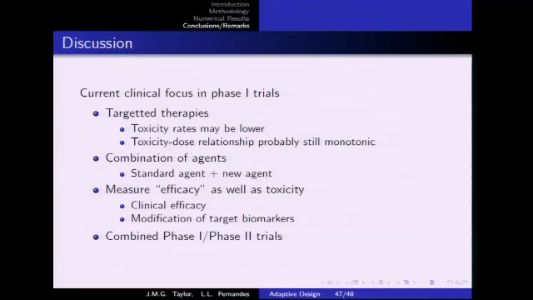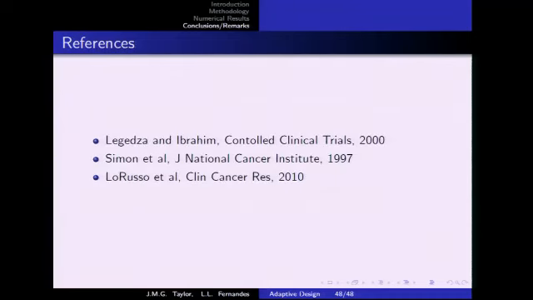And Peter stood up, so it's probably time to stop. So these are just references for the 3 papers I mentioned. Thank you.